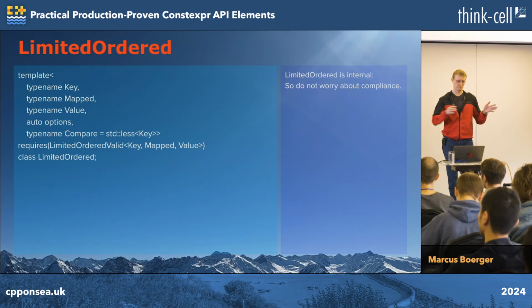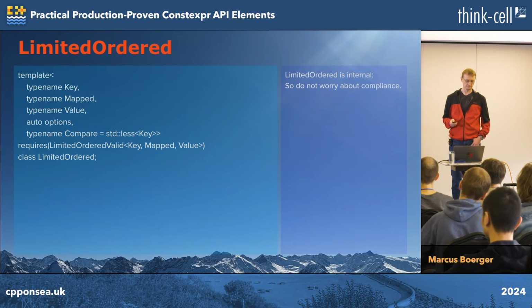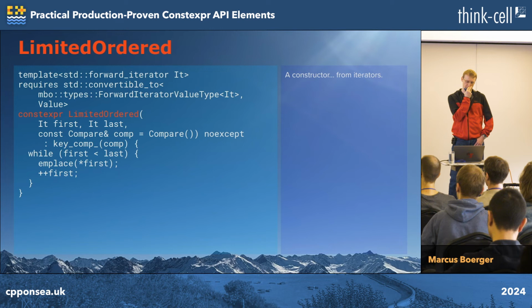So we have continuous memory for our set or map, and we limit the size. And we have some options. Here there are a bit more. We'll see some of this later. All right, limited order. Let's look at how this is implemented.